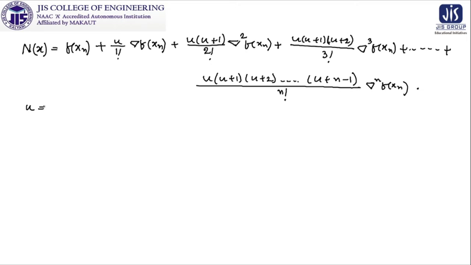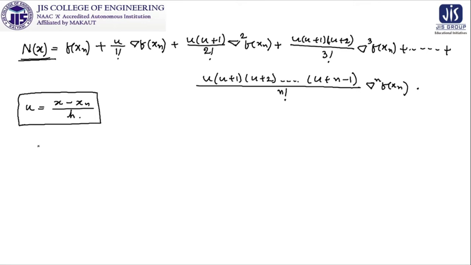A very important thing for all of us is the expression of u. If you recall, the expression of u in Newton's forward interpolation formula was (x minus x0) by h, but here it is (x minus x_n) by h, because here we are using the lower part of the table. So don't get confused by the same notation of u, but the expression of u in Newton's backward interpolation formula is different from Newton's forward interpolation formula, and similarly obviously N(x) will also be changed.